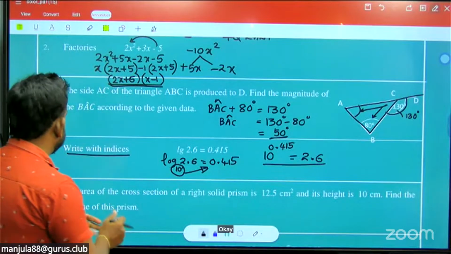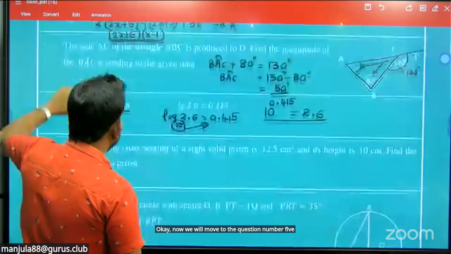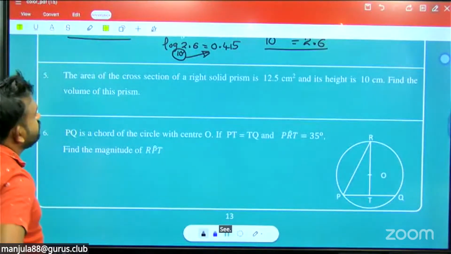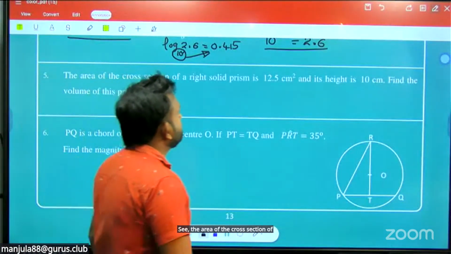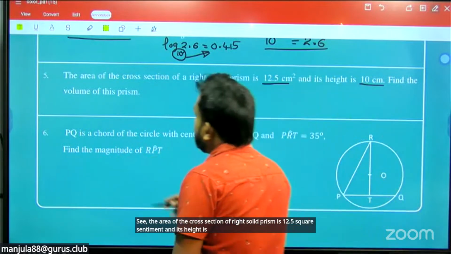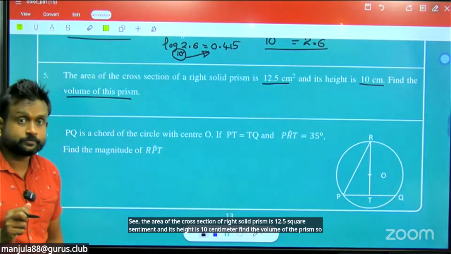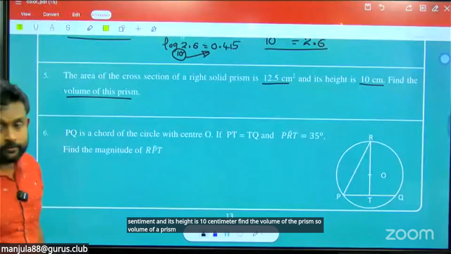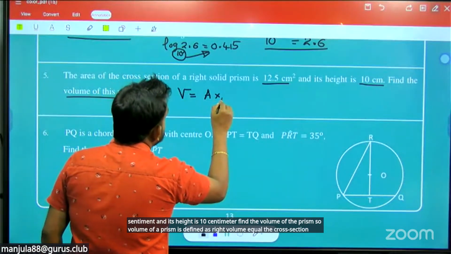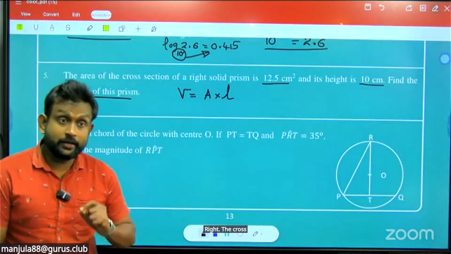Okay, now we will move to question number 5. The area of the cross section of a right solid prism is 12.5 square centimeters and its height is 10 centimeters. Find the volume of the prism. Volume of a prism is defined as the cross-sectional area into the height or the length, right? The cross-sectional area into the length.